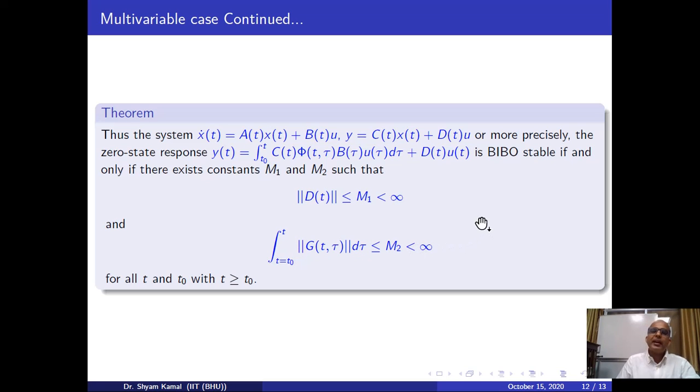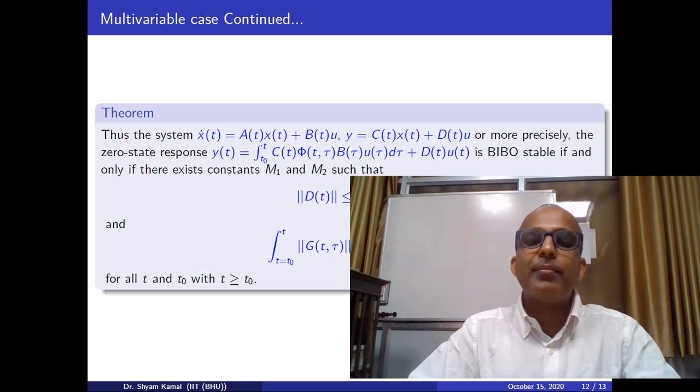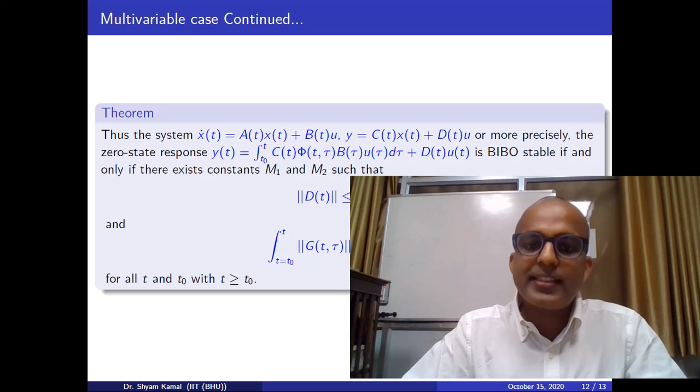So in this way, using the concept of induced norm, we are showing the stability of a multi-input multi-output time varying system. Whenever a multi-input multi-output system is involved, each and every time you have to go through the notion of induced norm, and due to that reason you have to understand how to calculate the induced norm of some matrix.